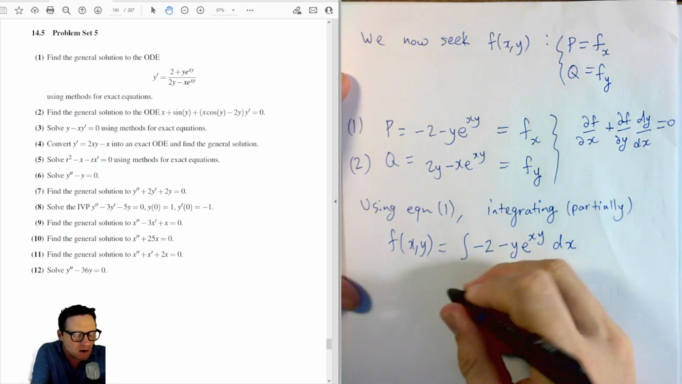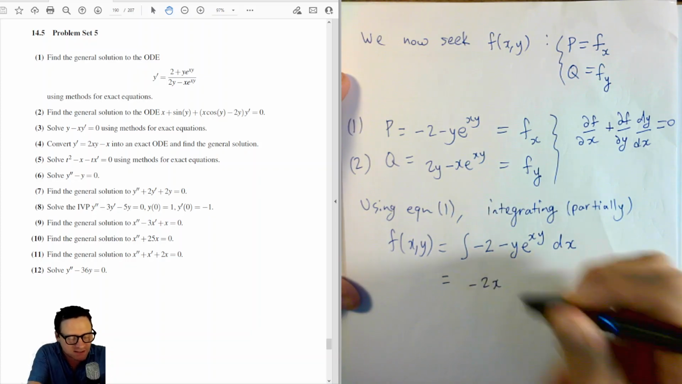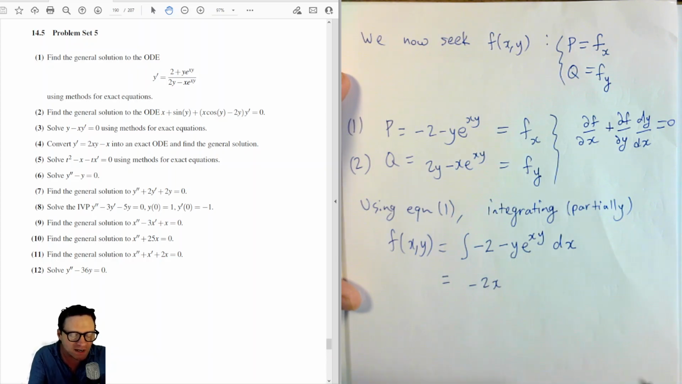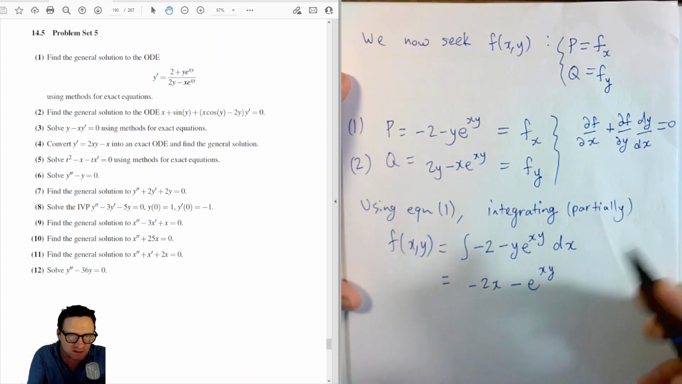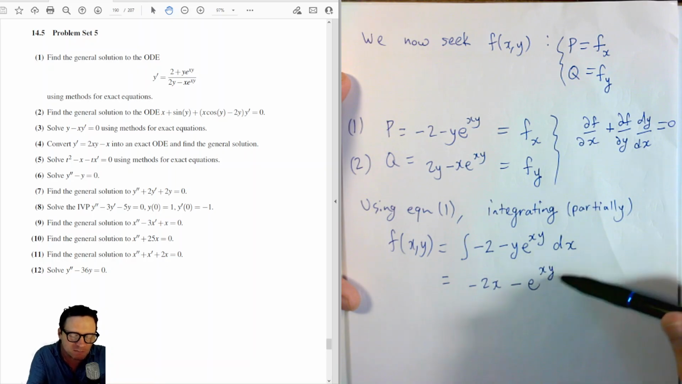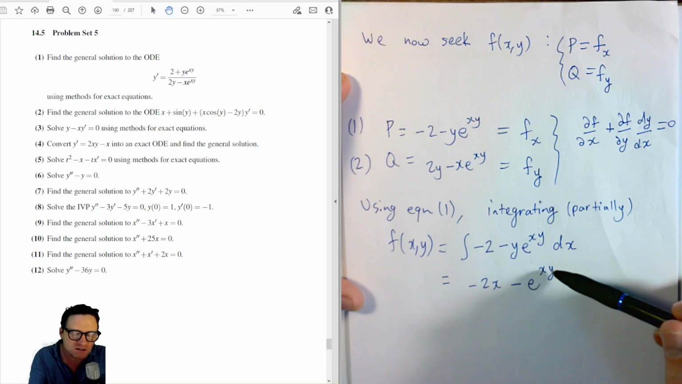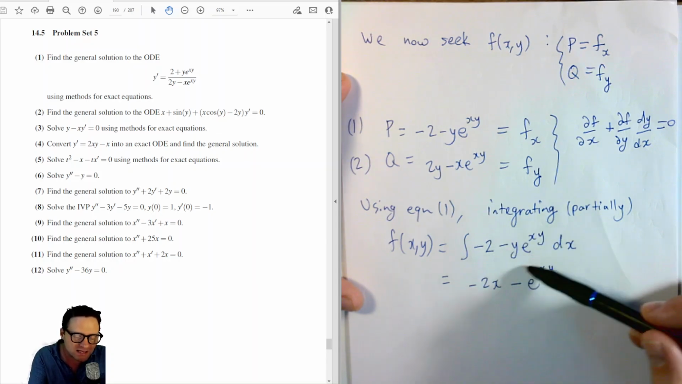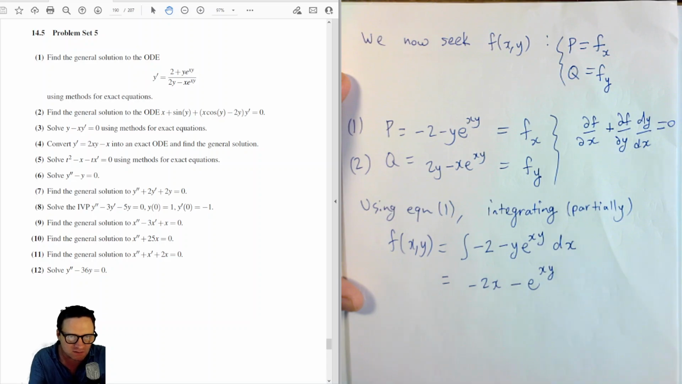So let's integrate this now. So the integral of -2 with respect to x is -2x. And the integral of -y e to the xy is minus e to the xy, because if you were to differentiate minus e to the xy with respect to x partially, you're treating y as a constant, and that comes down. Right? So this right here is the partial derivative of this with respect to x. And so going the other way, this is our integral.